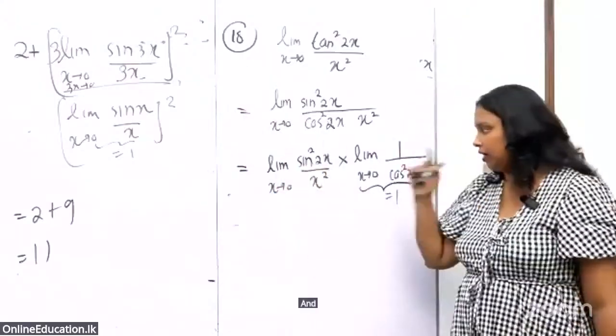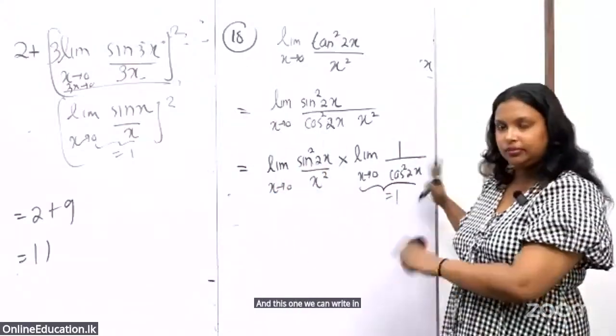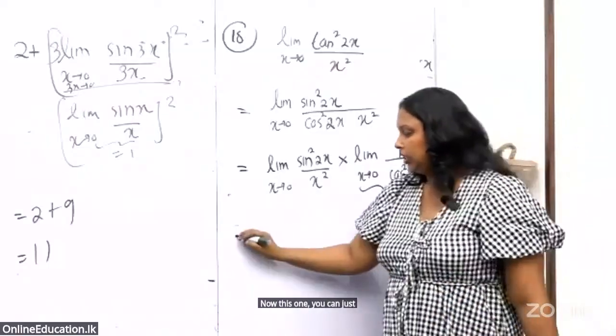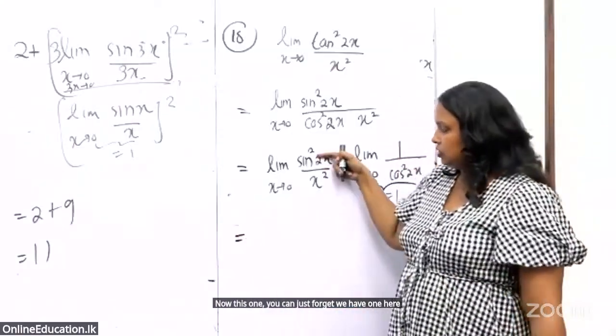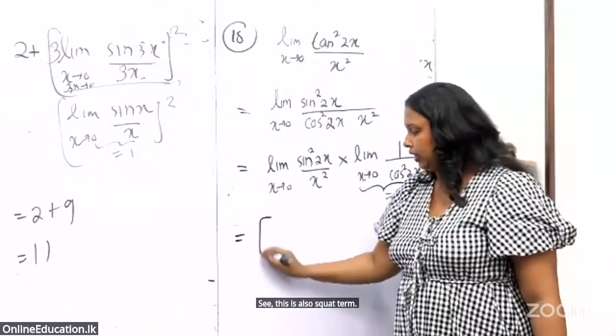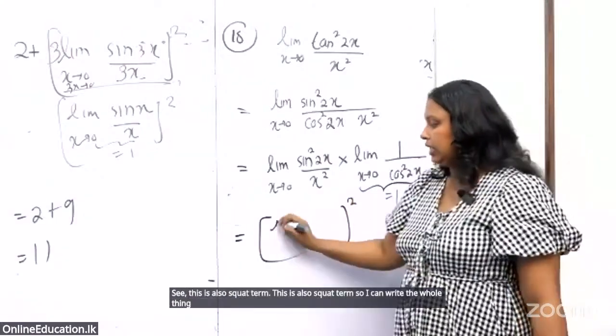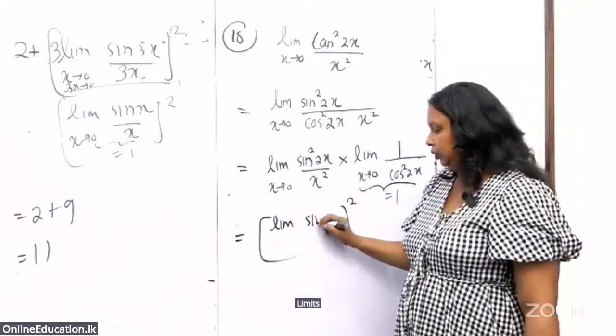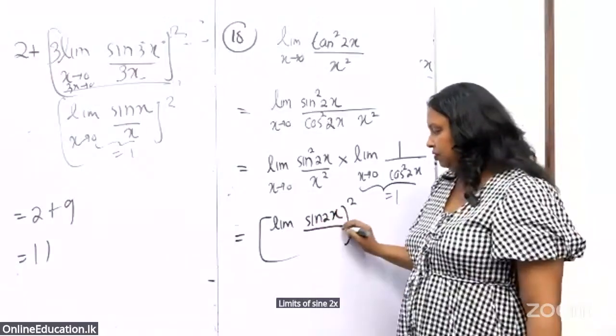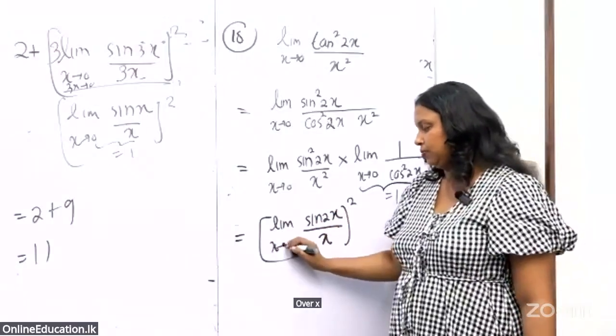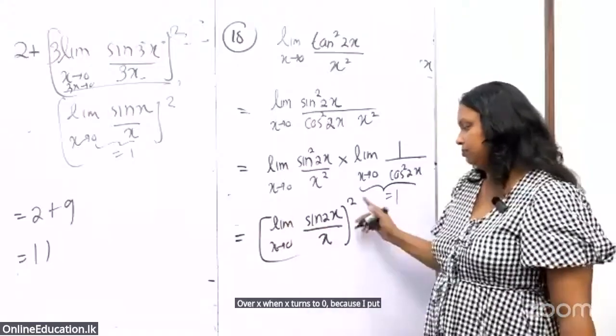And this one we can write in. Now this one, you can just forget we have one here. See, this is also a squared term. This is also a squared term. So I can write the whole thing squared. Limits of sin 2x over x when x tends to 0. Because I put the whole thing squared here.